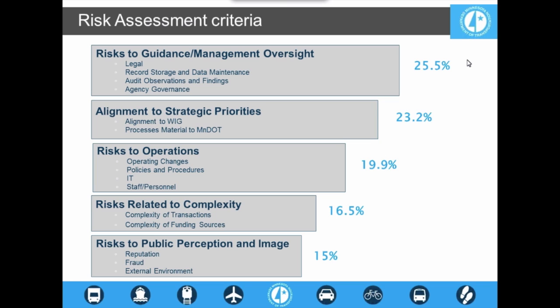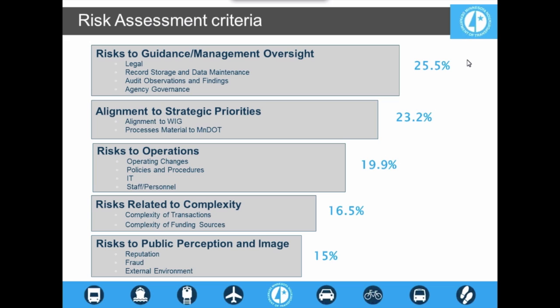So we got down to having 5 areas here, and we broke it into some child criteria below that. Just like if you look at risks to guidance, management, oversight, we specifically looked at things like legal issues, record storage and data maintenance, audit observations and findings, and agency governance, and how decisions would affect those areas.